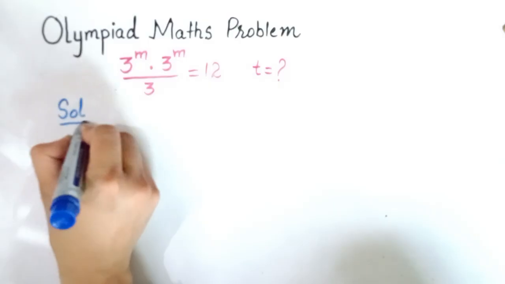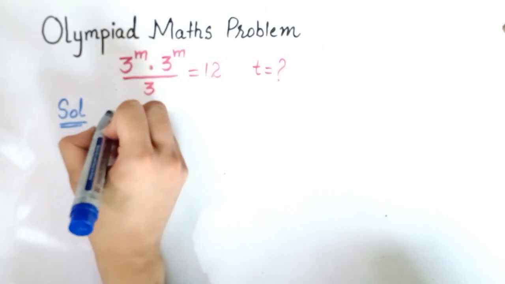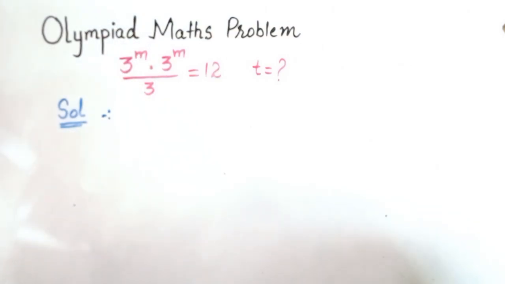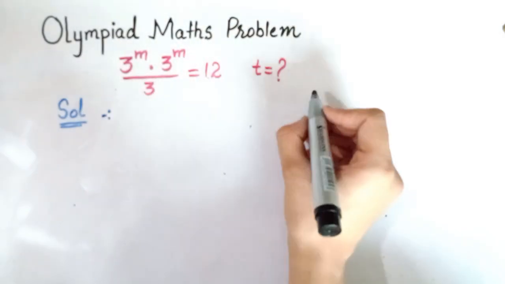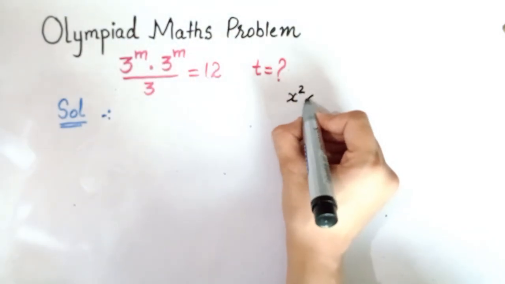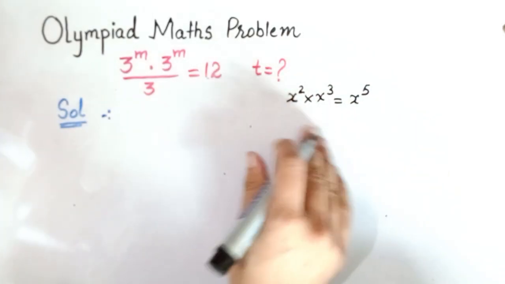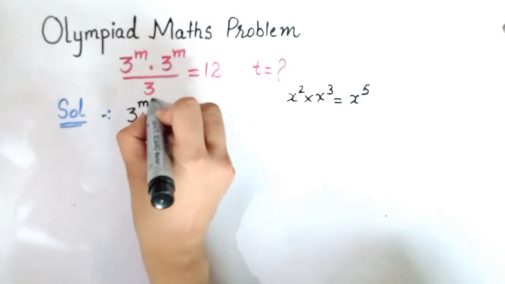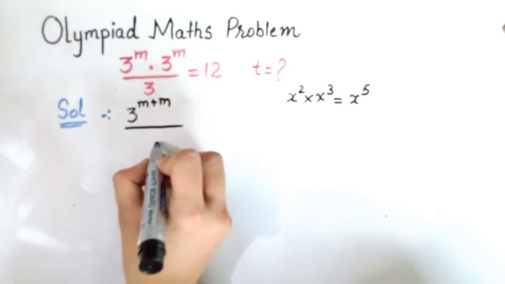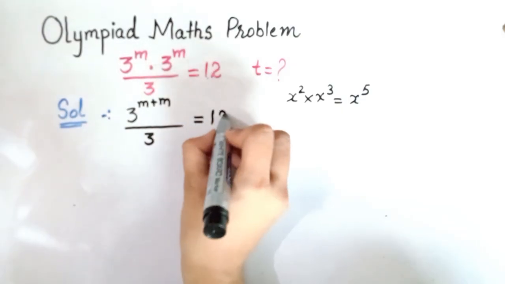First of all, we will write this as this will be equals, when the bases are same, powers can be added, like when we multiply x raised to power 2 by x raised to power 3, this will become x raised to power 5. Similarly, we get 3 raised to power m plus m, divided by 3, and that equals 12.